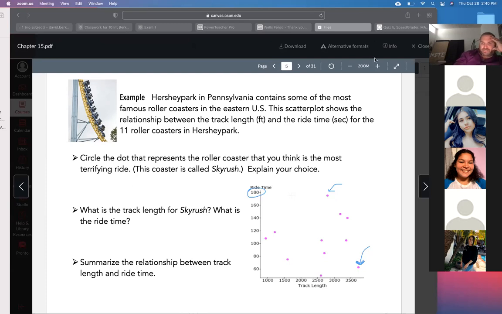So what is the track length for Skyrush? It seems to be about 3,900 feet. What is the ride time? Seems to be about 65 seconds, give or take. Summarize the relationship between track length and ride time. What's the overall relationship between track length and ride time?